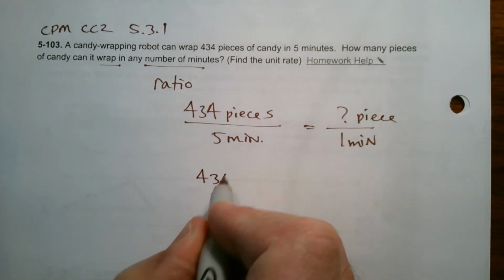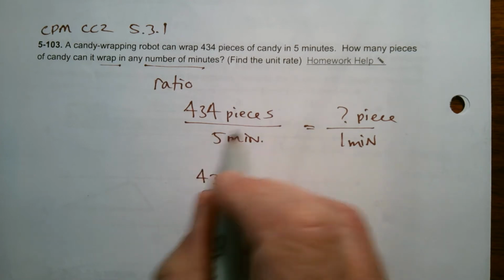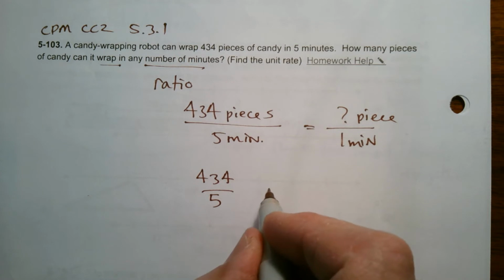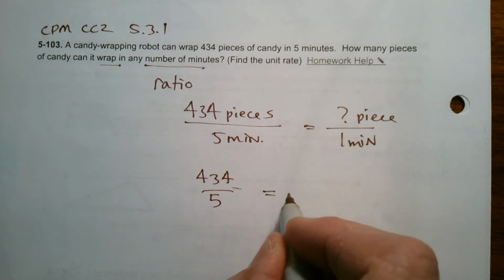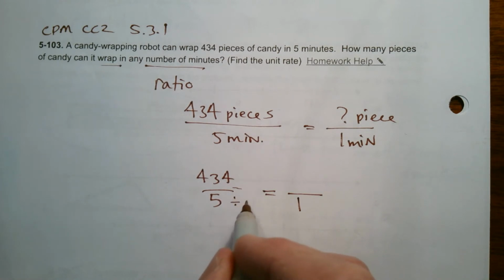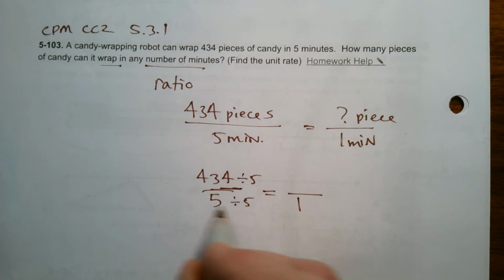Remember, ratios are fractions. So really, I'm going to rewrite these numbers as fractions without the units so we can see that if I want this fraction and I wanted to find the equivalent fraction with a 1 in the denominator, that would just mean divide top and bottom by 5. If I divide top and bottom by 5, 5 divided by 5 gives me a 1, right?